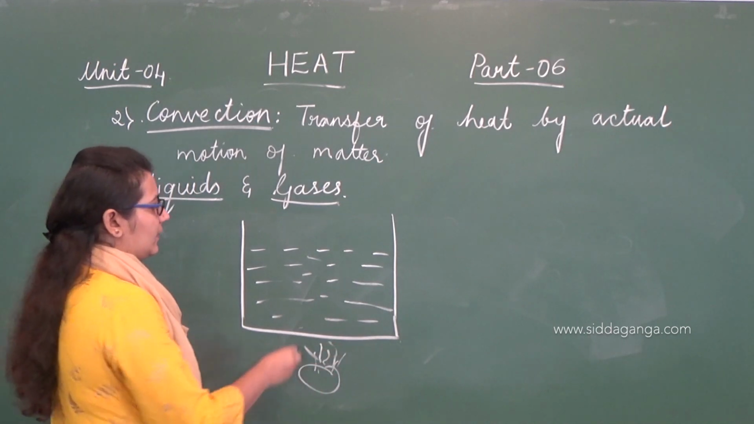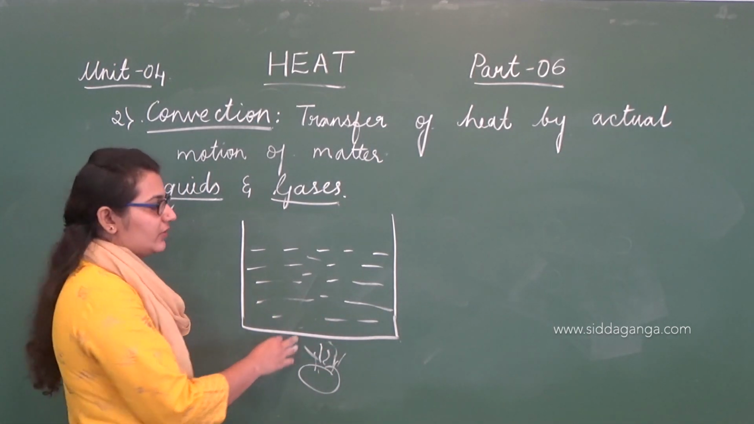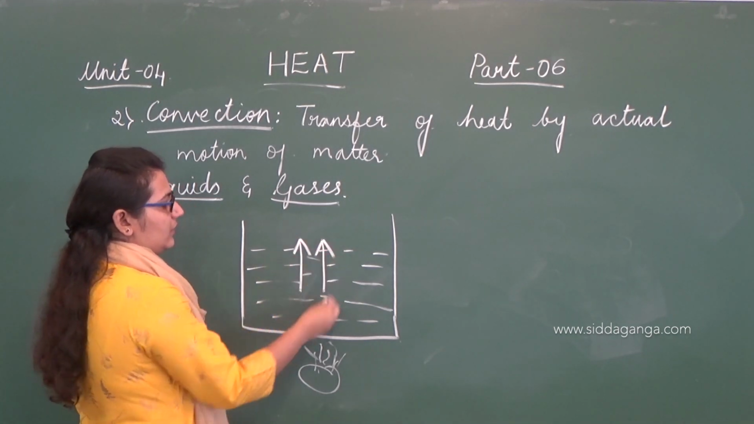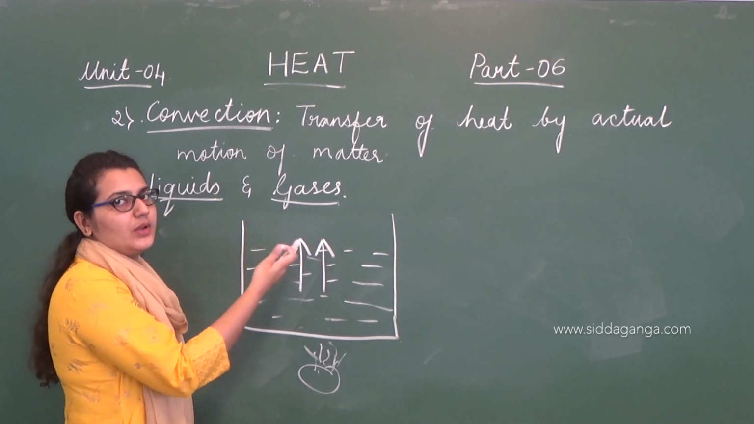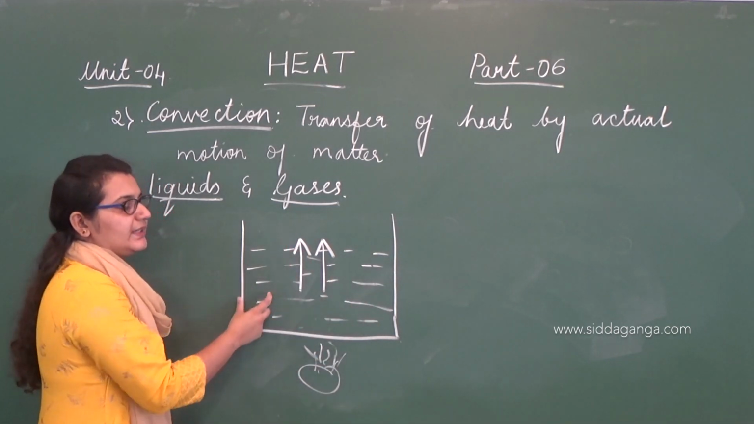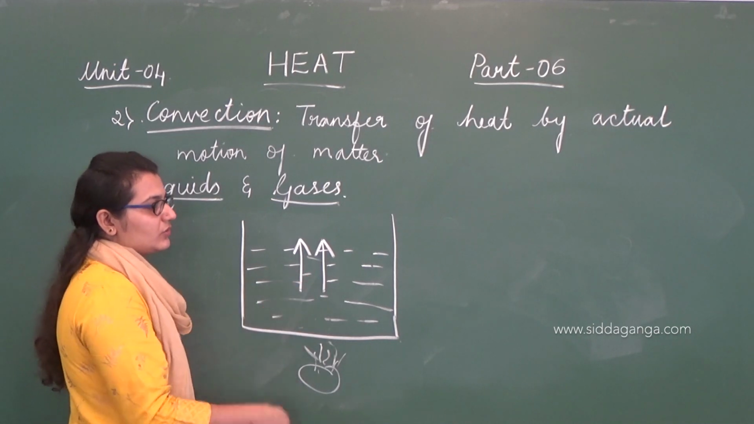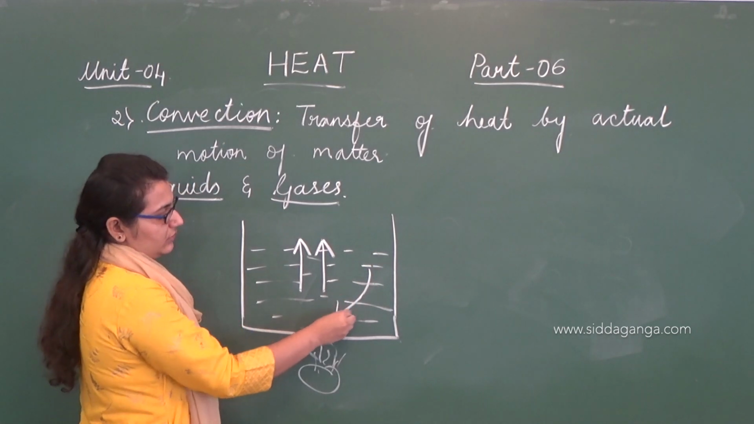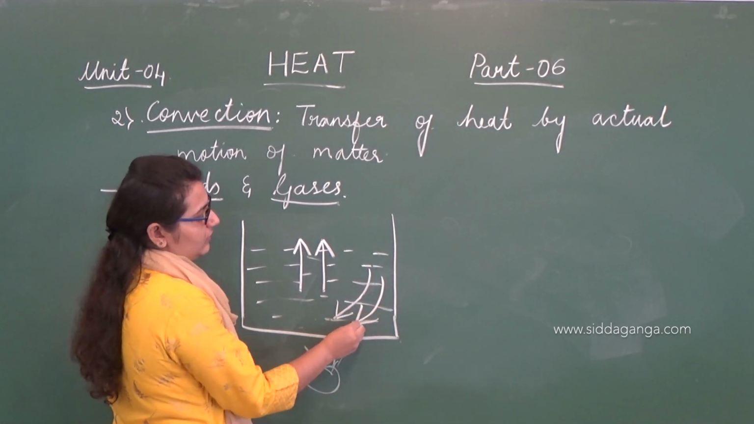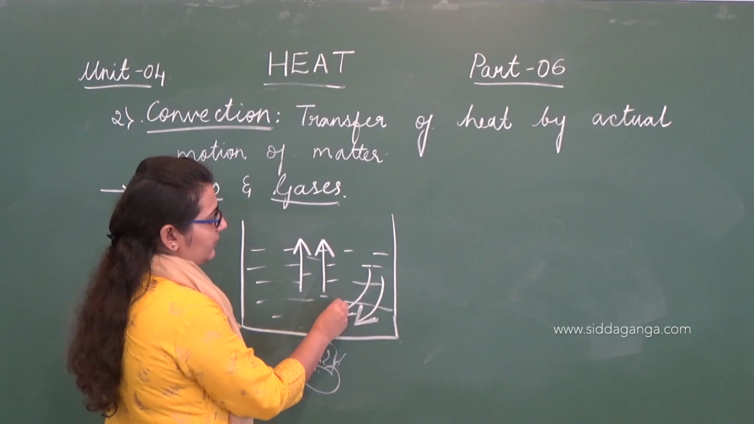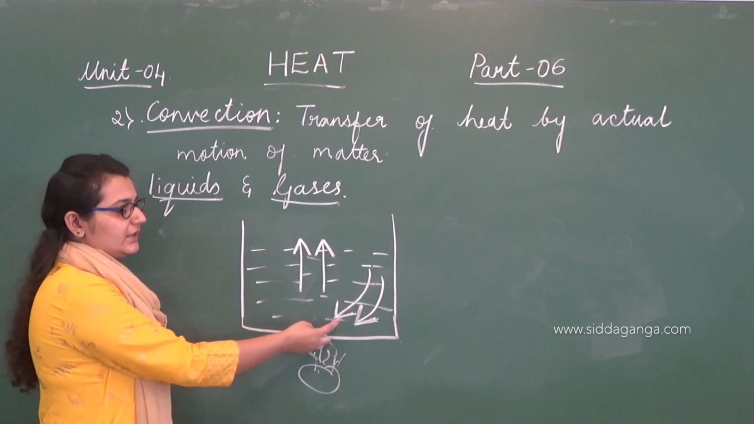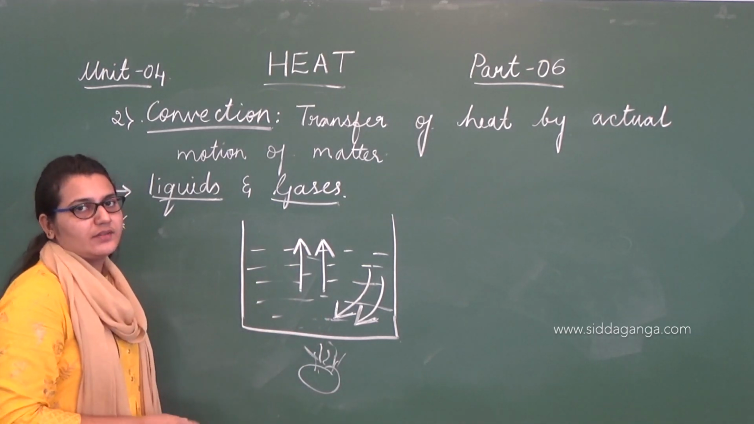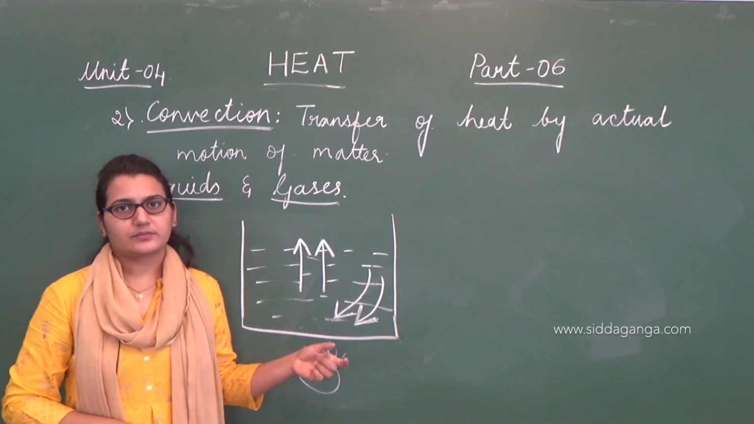So these are the molecules which get heated up first and they rise above. These are the molecules which are not getting heat, which are cooler compared to these molecules. So what happens when these are rising above? These cooler molecules move here. Again these molecules get heated up, again they move above, and again the cooler molecules come here. So this process keeps on continuing.